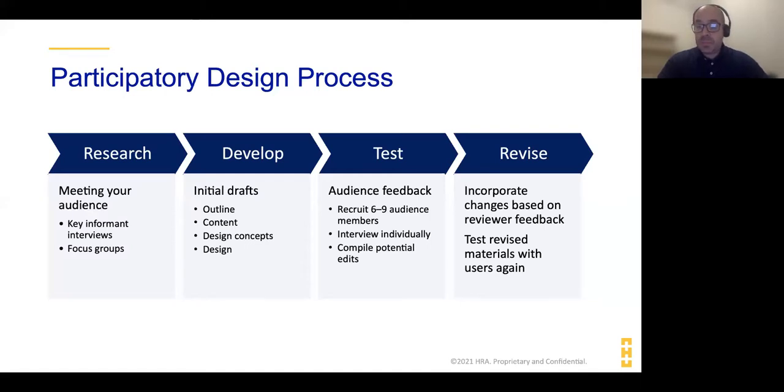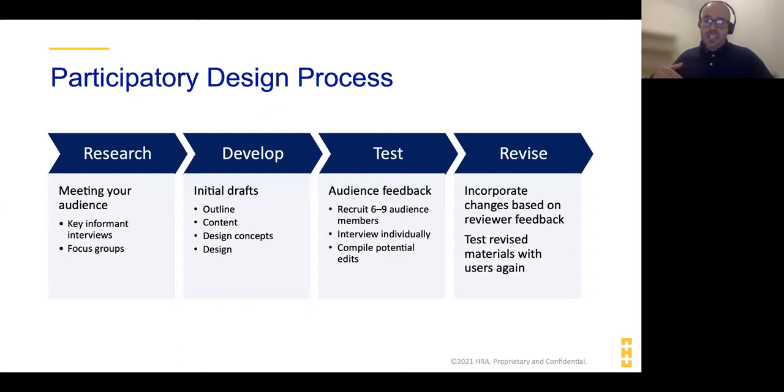So this is where we do usability testing. Typically, our group does. We tend to recruit 6 to 9 audience members and interview them individually and compile potential edits and revisions and ideas, or even just new materials based on those findings. 6 to 9 is kind of the sweet spot. You could do 5 in terms of learning most of what you learn. I think you learn basically somewhere between 85 and 90% of what you're going to learn from qualitative testing in that 6 to 9 range. If anything after 9, you're not going to learn anything new, or at least not much.